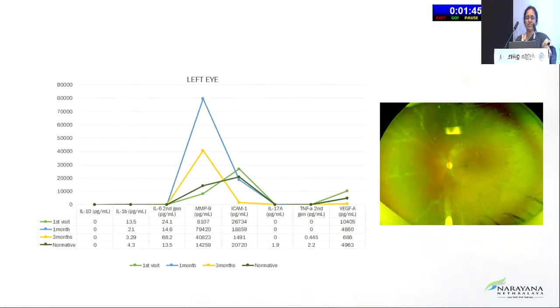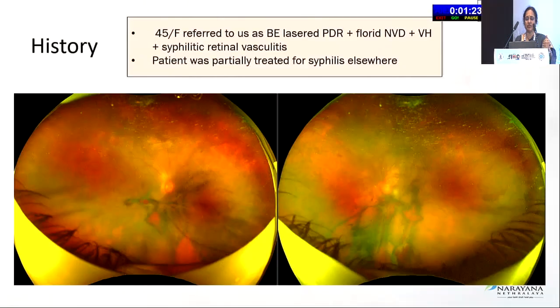Subsequently, there was a persistence of inflammation. At that point of time, MMP9 was high. We had to put the patient on an intravitreal steroid Ozurdex implant, following which there was resolution of the inflammation. Here, the clinical persistence of inflammation correlated with increased inflammatory markers in the tears.